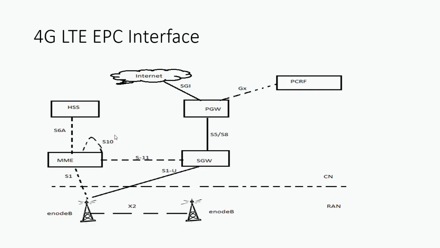A couple of key points to remember: in a mobile network, an interface does not talk about something physical. It is just a logical name used to represent the communication between two network elements, and there are also many different types, as we can see. The second point is that some interfaces are control plane and some are user plane.